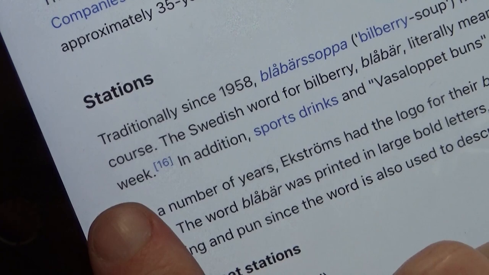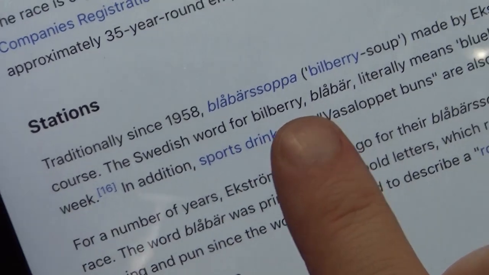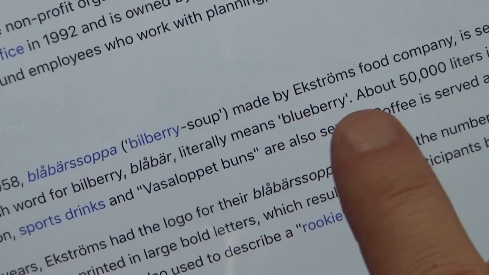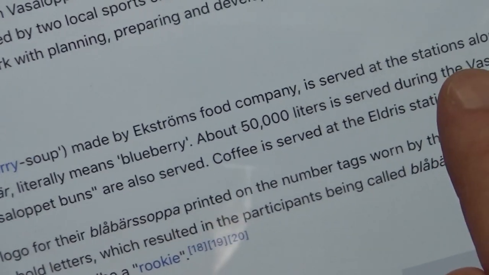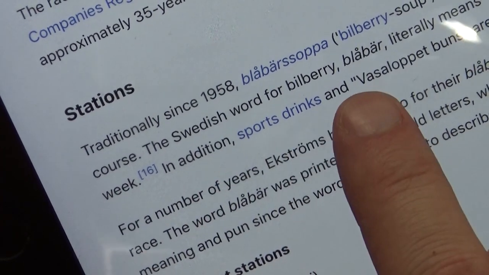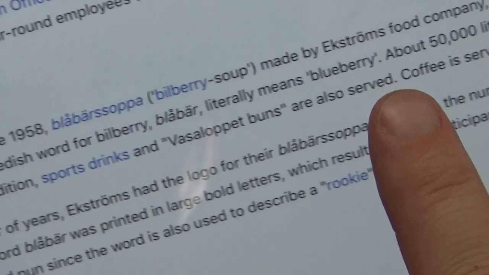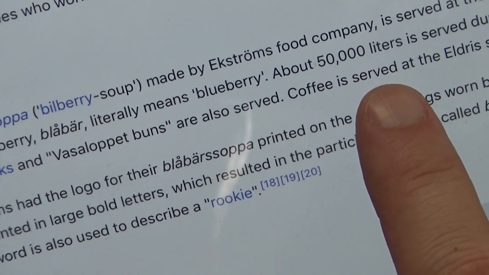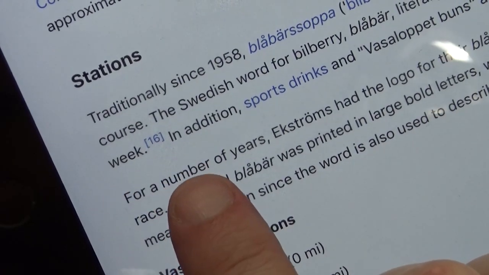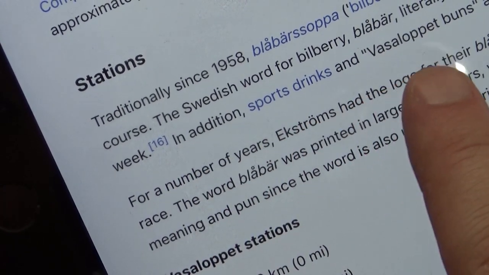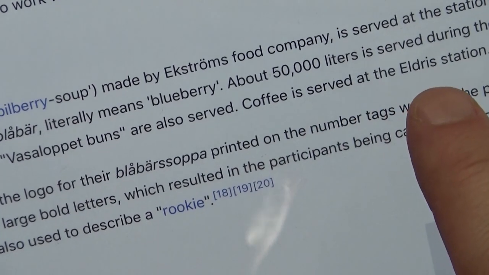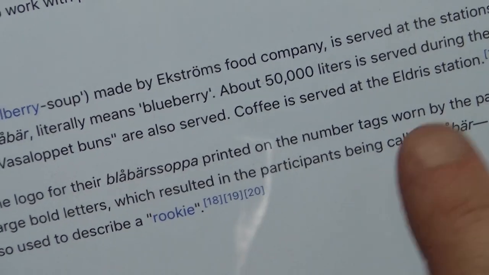Something about stations. Traditionally since 1958, blåbärssoppa, bilberry soup or blueberry soup made by Ekström's food company, is served at the stations along the course. The Swedish word for bilberry, blåbär, literally means blueberry. About 50,000 liters is served during the Vasaloppet. In addition, sports drinks and Vasaloppet buns are also served. Coffee is served at the Eldris station, the last stop before finish.